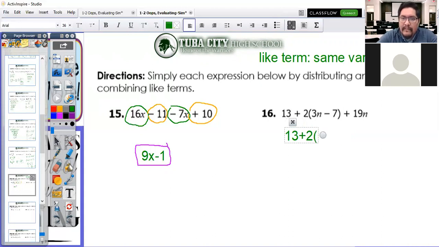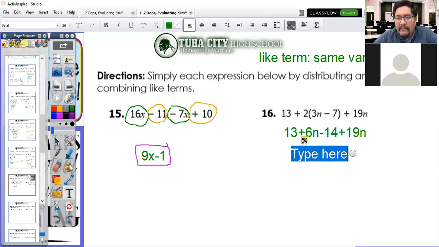13 plus 2. Now I'm going to use distributive property, so I'm going to multiply 2 times 3. And that would be 6, and put the n on there, so we still have the n. And this is 2, so now we have to multiply 2 times the other number, so in this case, 2 times -7. So be careful with the signs. In this case, it's 2 times -7, and positive times negative is going to be negative. And in this case here, 19n just sort of stays the same. We don't really need to change anything with that. So there we go. We took care of our parentheses by using distributive property.